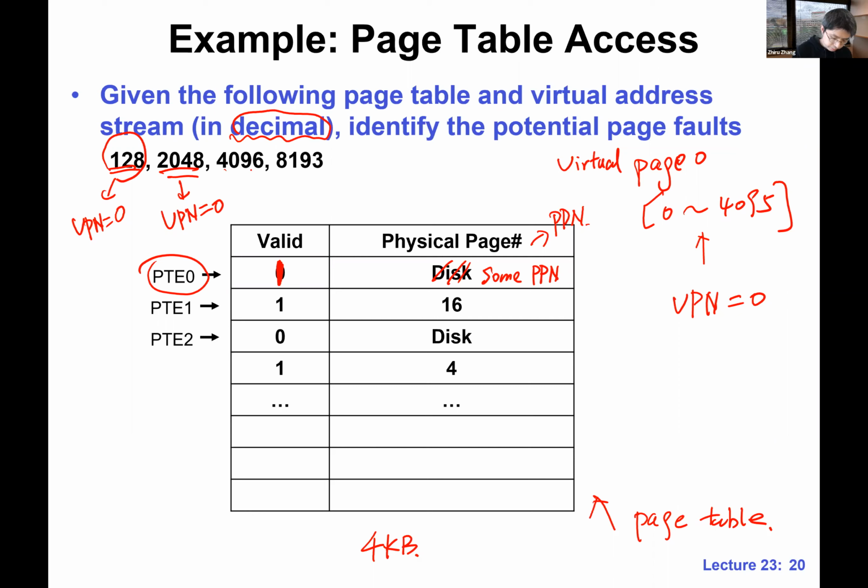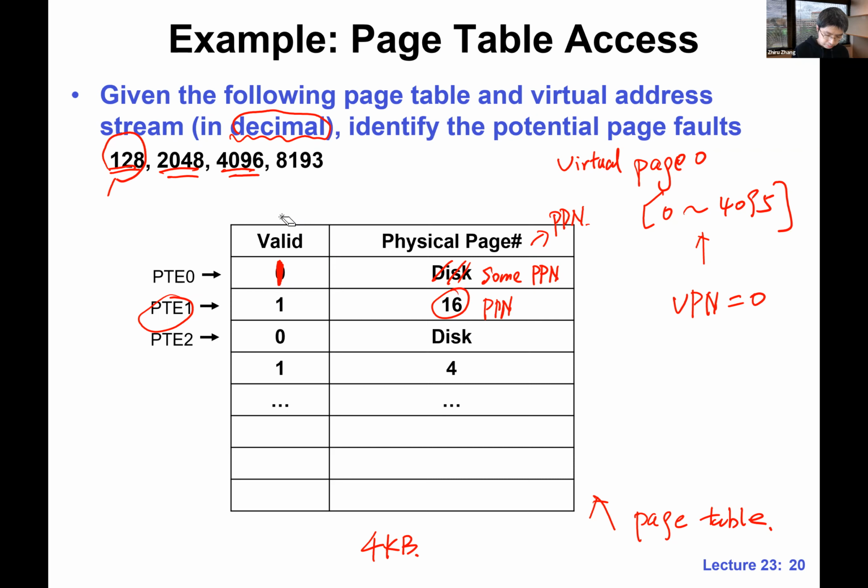All right. This one, VPN 1. Is it a page fault? Yes or no? No, because with VPN 1, we access this PTE, and we get the PPN from here.